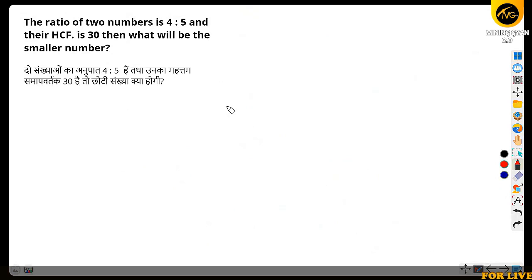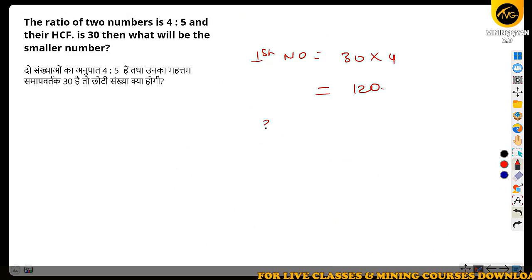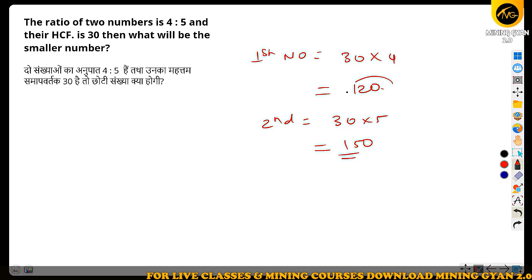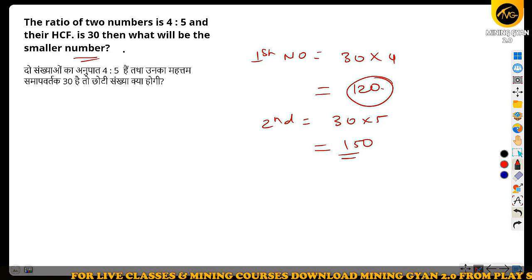Correct. 120 and 150. It's simple. The first number is equal to the given HCF, that is 30, into the first ratio, which is 4. So 120. And the second number is 30 into 5, that means 150. So what is the smaller number? 120 is the smaller number. That means the smaller number is 120. This is the answer.